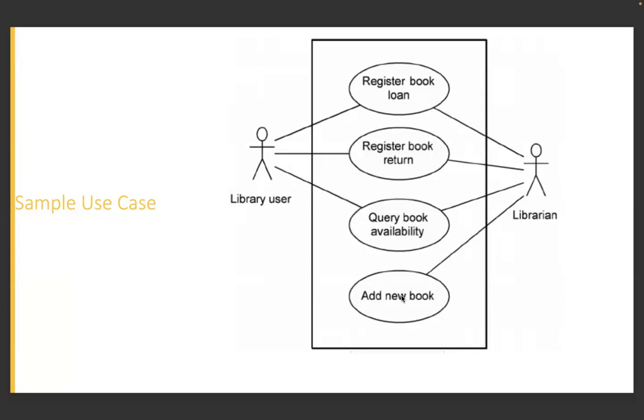So the use case diagram is a diagram from where you get a high level understanding of what all test cases this particular scenario can have. Based on this diagram itself, you can have around 15 to 20 test cases between the library user and the librarian, guys.